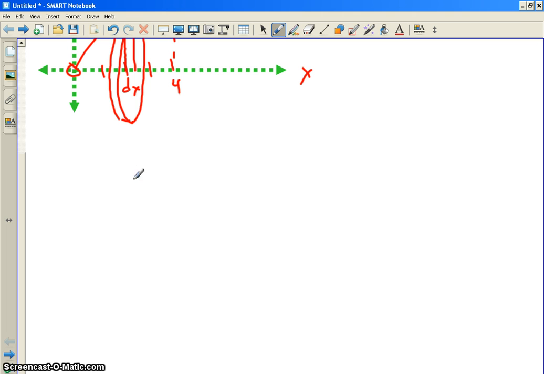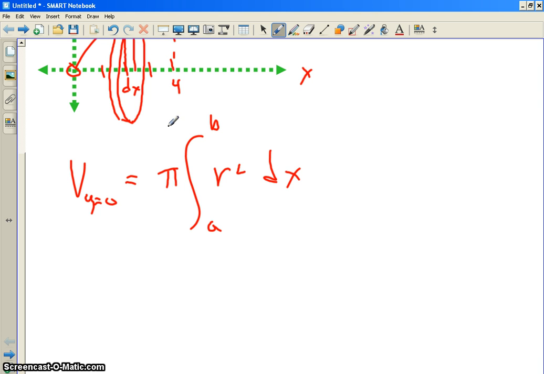Okay, so let's write that. The volume of revolution about the line y equals 0, or the x-axis if you like, is the integral of pi r squared dx, from a to b, let's say. Pi r squared is the area of the face of the disk. dx is the thickness. And this means add them all up from a to b. Infinitely many because infinitely thin.